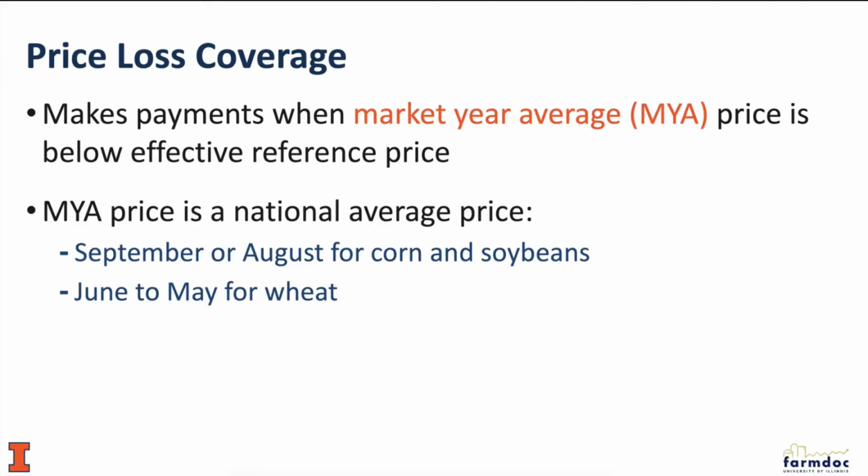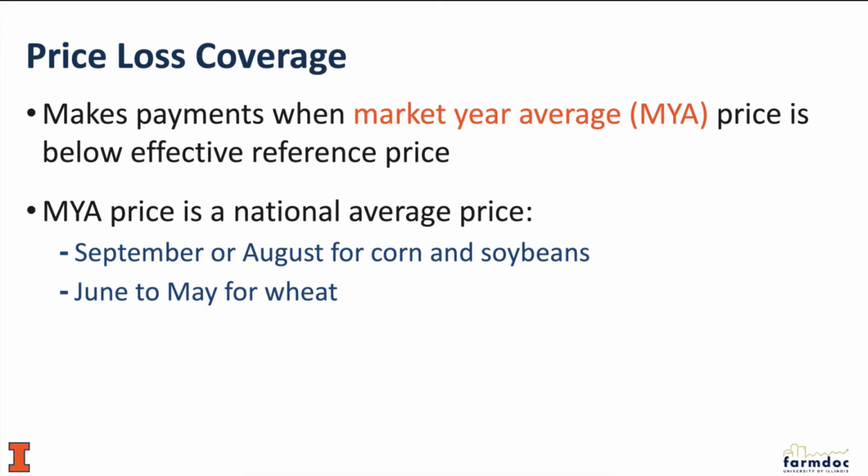So let's go back over just sort of the basics of the program, right? Price loss coverage is a fixed price based payment trigger. It is on the covered commodity. It's using base acres. So this is not what you plant. This is a traditional base acre program. Whenever that market year average price, and that's the 12-month national average price for the crop, and that marketing year average will start in September. So next week we'll begin the marketing year for 2019. It'll run all the way to August of the following year for corn and soybeans. It's June to May for wheat.